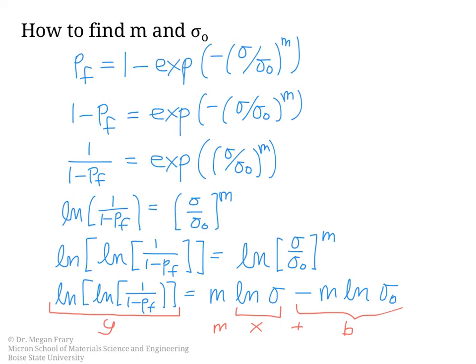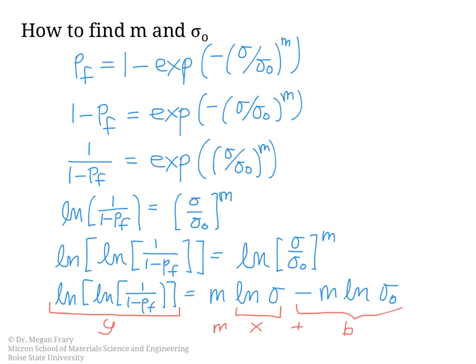So if we have failure data where we know the value of sigma and we know the value of the probability of failure just from that distribution within the data, we can essentially plot the log of sigma versus this term over here and find the slope and then determine the intercept to get sigma naught. And in the video that follows this one, I will work through an example of how we actually do that.